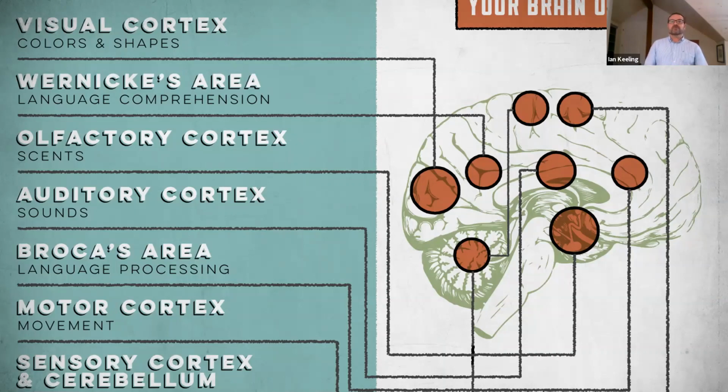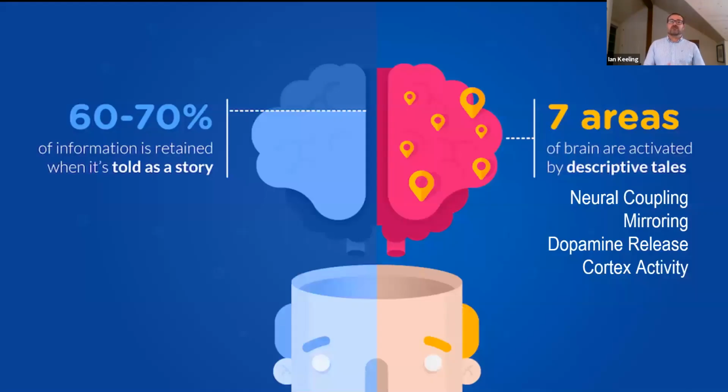So, what does this do in terms of our ability to retain the information that we're putting inside that story? Well, it turns out that when these 7 areas fire off, we end up with neural coupling happening. We have mirroring, we have cortex activity that's increased, but more importantly, dopamine gets released. And that's the thing that makes us feel good. We enjoy telling stories. We enjoy listening to stories. And because of that, we retain so much more information. As a matter of fact, we retain as much as 60 to 70% of the information that was inside that story.